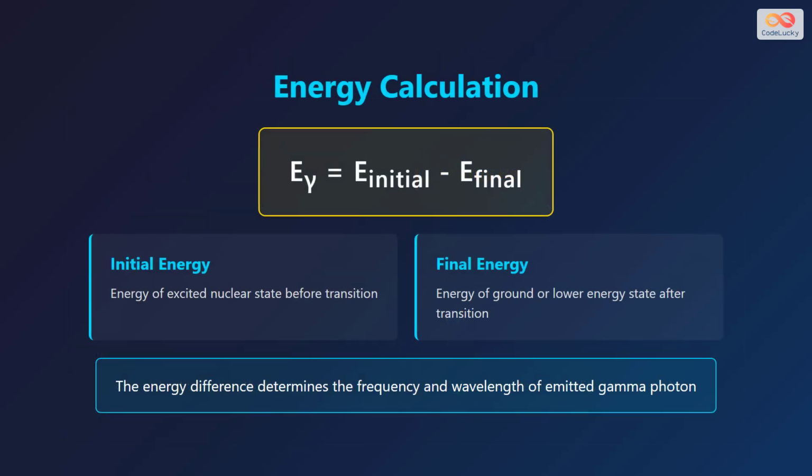The energy of the emitted gamma photon equals the difference between the initial and final energy states of the nucleus. The initial energy is that of the excited nuclear state before the transition, while the final energy is that of the ground or lower energy state after the transition. This energy difference directly determines the frequency and wavelength of the gamma photon. A larger energy gap produces a higher frequency and shorter wavelength gamma ray.